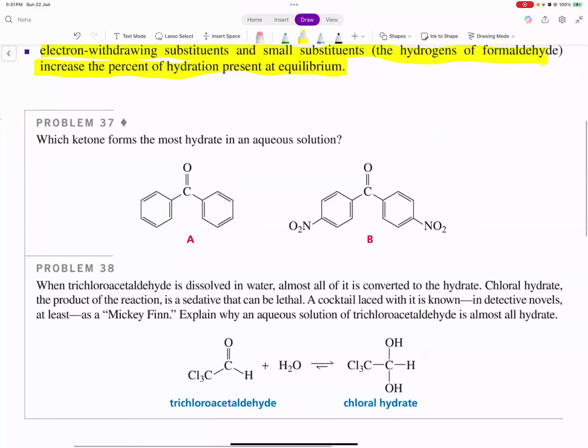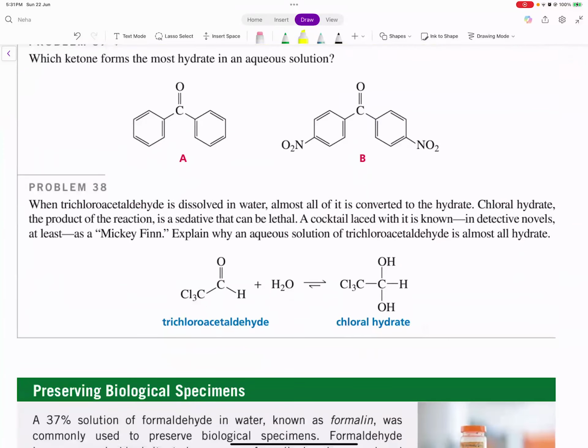This is a very nice thing. When trichloroacetaldehyde is dissolved in water, almost all of it is converted into hydrate. And the product is chloral hydrate, a sedative that can be lethal. A cocktail laced with it is known, in detective novels at least, as a Mickey Finn, because she reads detective novels.